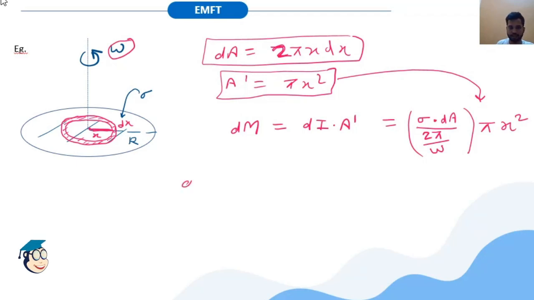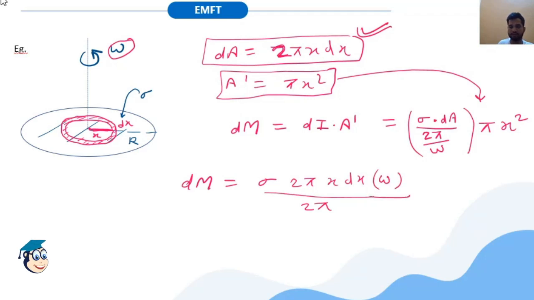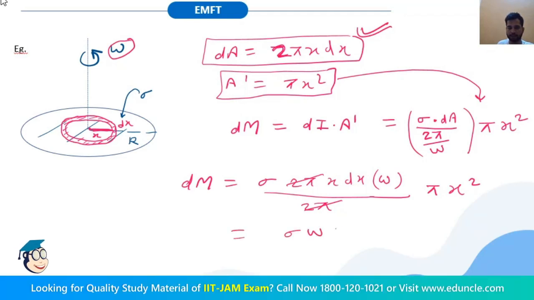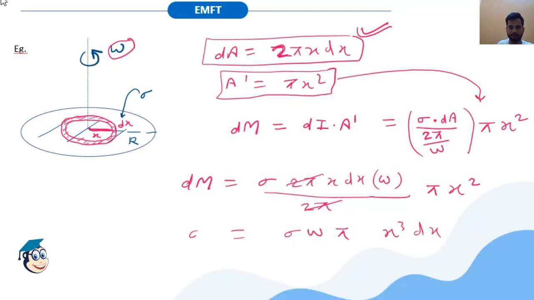Now I can rewrite here sigma into dA. dA is the area of that strip, which is 2 pi x dx, divided by 2 pi over omega in the denominator. Let's say this omega comes out in the numerator, and we have to multiply it by pi x squared. So 2 pi cancels. Now you can see this is sigma omega pi x cube dx. This is the small magnetic moment.